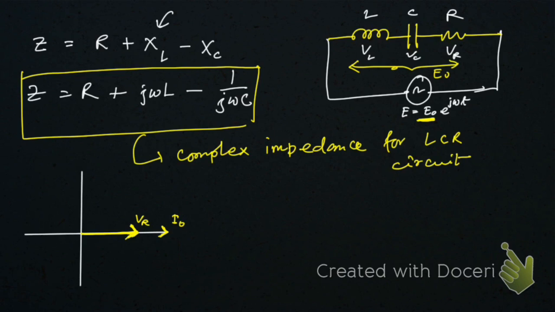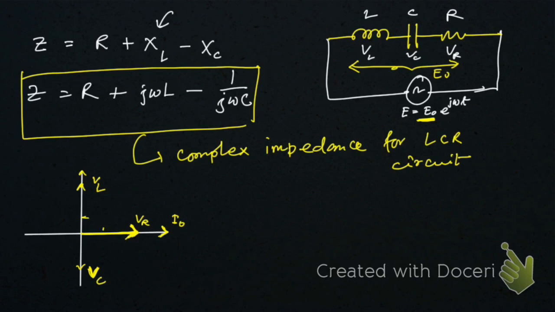But in the circuit consisting of inductor only, the voltage leads by 90 degrees, pi by 2, so from here to there it's pi by 2. So VL will lead I naught by pi by 2, so this is VL, suppose, and VC lags by 90 degrees, so that should be from here to there, again it is 90. So here we can write this as VC.